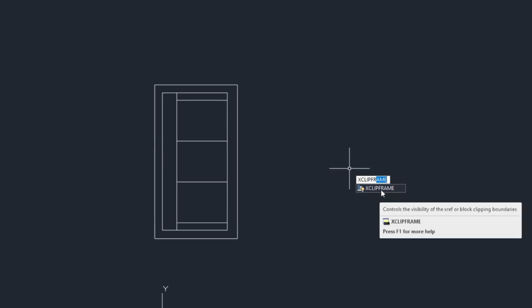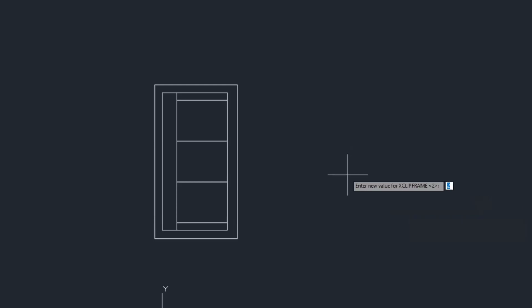And then the last thing I'll do here is I'm going to turn off that outline that you see there, or that X clip. You would type in X clip frame. And before I'm even done typing, it already comes up as the option. So I want to select X clip frame. And you see where it says it controls the visibility of that clipping boundary. So I'm going to click on that. And it wants me to enter a new value. And the new value here is going to be 0.